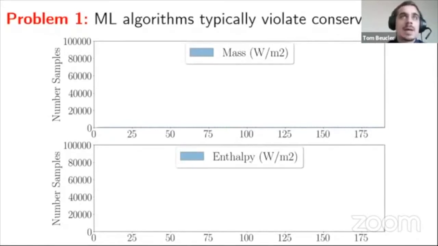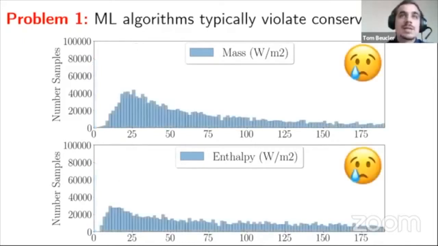So on the top, I'm showing you the residual from the mass conservation equation, and on the bottom, the residual from the enthalpy conservation equations. I'm going to take several samples from my climate models and run them through the neural networks. If the neural networks perfectly conserved mass and energy, all the samples would have 0 residual from the mass and enthalpy conservation.